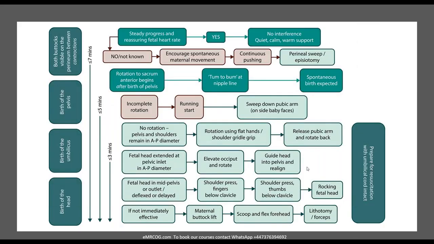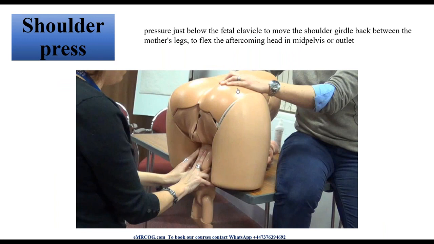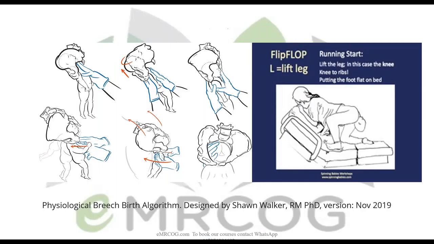Then, I'm sorry, if the fetal head is in the mid-pelvis or outlet, then deflexed or delayed, so the head is entrapped, or it's an aftercoming head. If it is the aftercoming head, then use shoulder press below the clavicle and try to rock the baby's head, which is very effective. However, if it's not, you can help by changing maternal position or maternal buttock left, if she is in the supine position. So can you see here, the woman in the upright position in this delivery, and this is the shoulder press, and here is a rocking movement in this picture by Schumwalker. So this is a rocking movement and you're trying with the shoulder press to deliver.